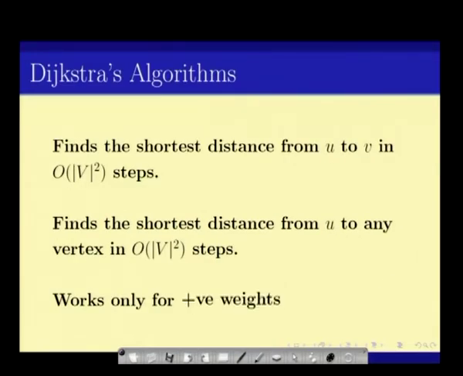So, two lectures ago we saw that there is Dijkstra's algorithm that can find the shortest distance from u to v in order V squared steps, and it can also find the shortest distance from u to any vertex in V cube steps. But the catch is that this algorithm works only for positive weights, and a natural question to ask was, how can we handle negative weights, and we were looking at this dynamic programming algorithm.